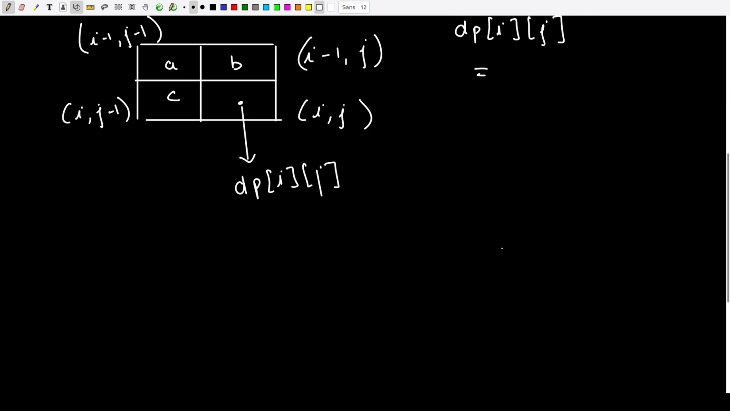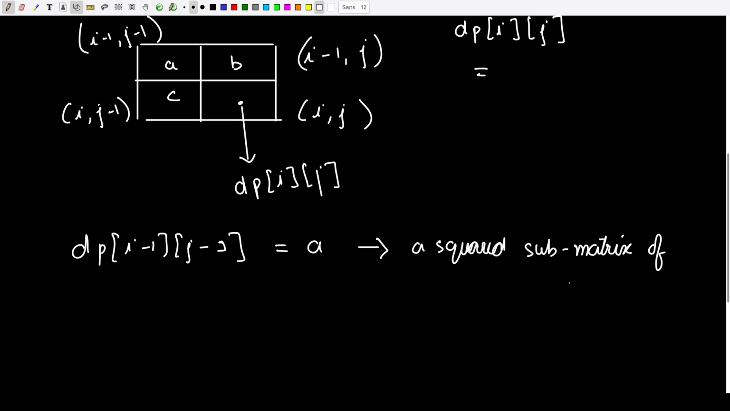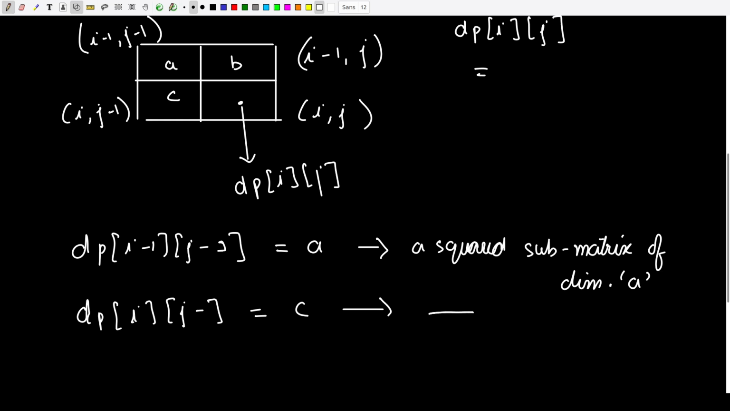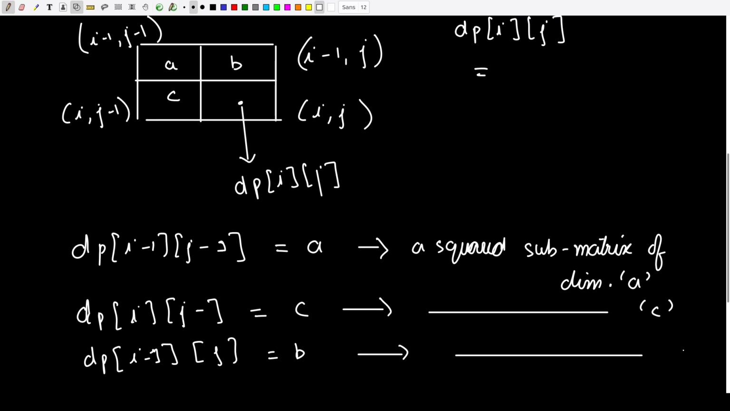So the entry dp of I minus 1, j minus 1, which holds a value of a, simply means a squared submatrix of dimension a. Similarly, dp of I, j minus 1, the value over here is c. That simply means a squared submatrix of dimension c. And the same goes for I minus 1 and j, and this value is b. This simply means a squared submatrix of dimension b.